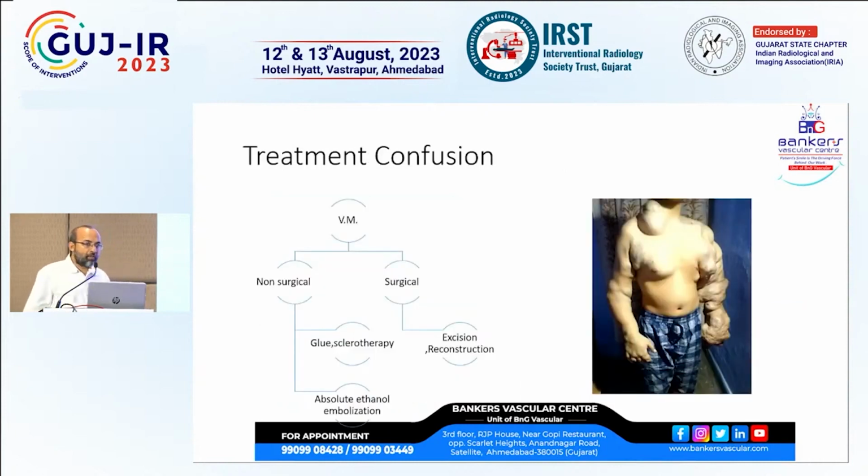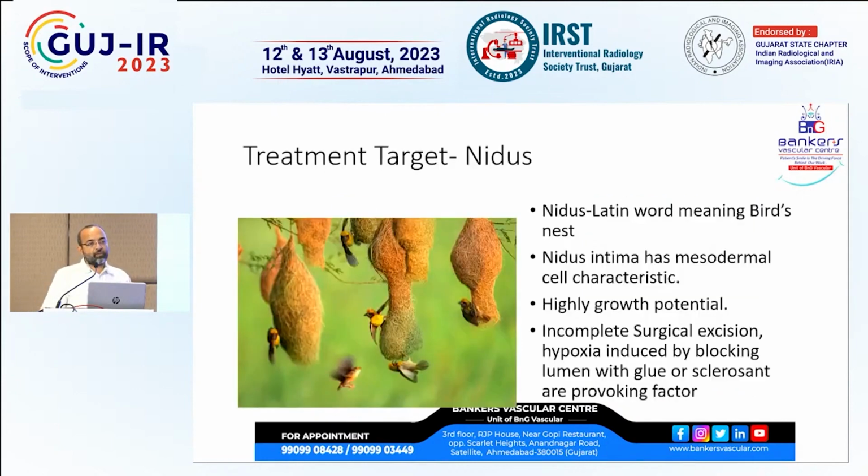Again, there's a confusion about the treatment, whether you go for the non-surgical treatment or the surgical treatment. In surgery, there is excision or reconstruction surgery, or in non-surgical treatment, there is glue embolization or sclerotherapy with some agents like sodium tetradecyl, or absolute ethanol embolization. So let me share with you what is the treatment target.